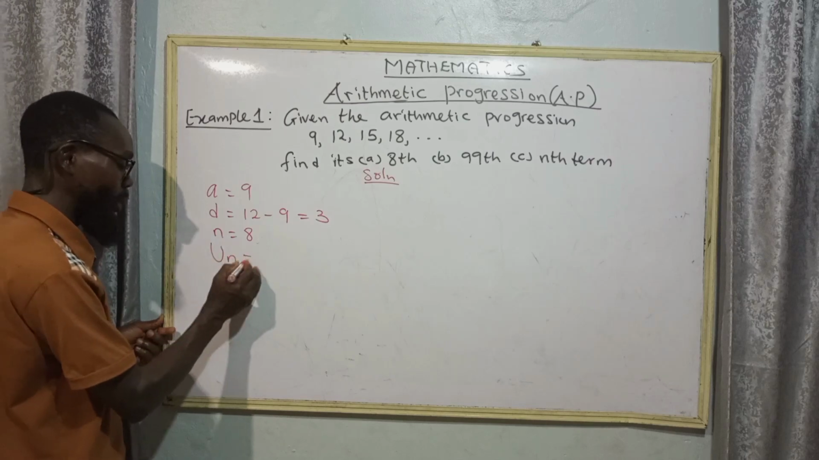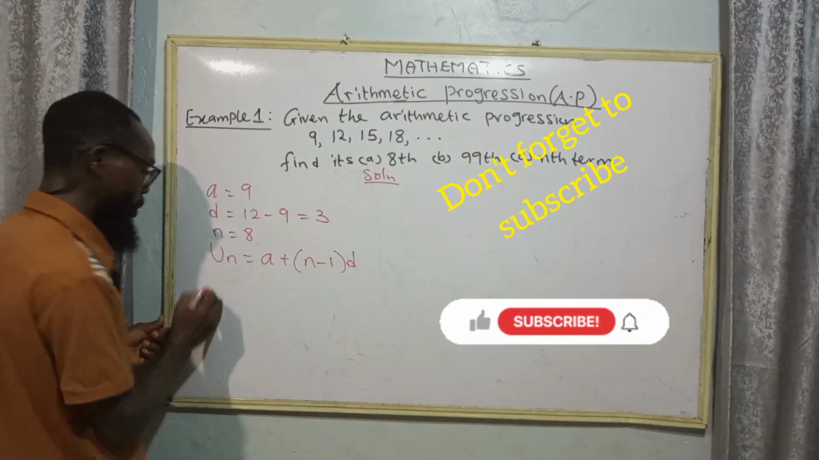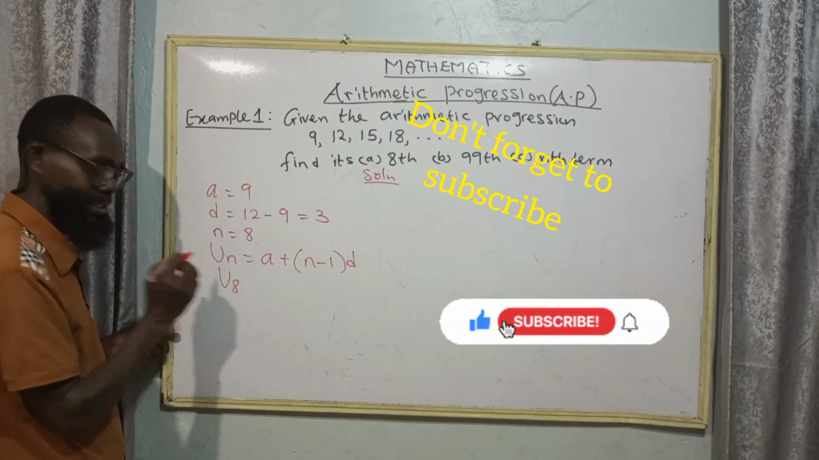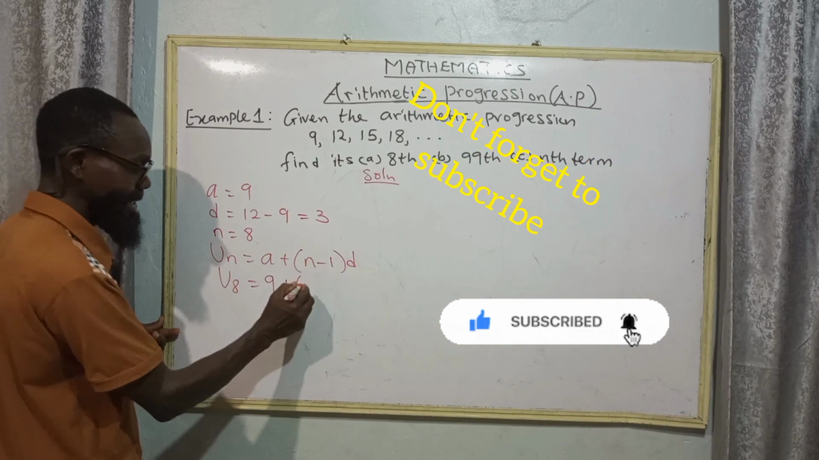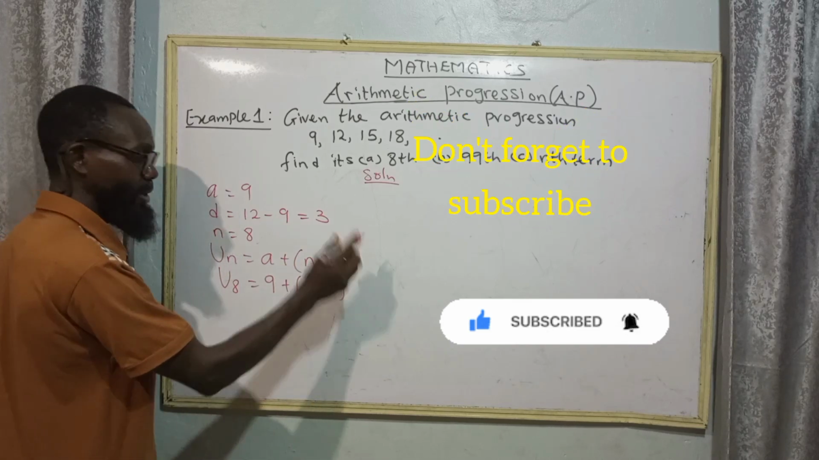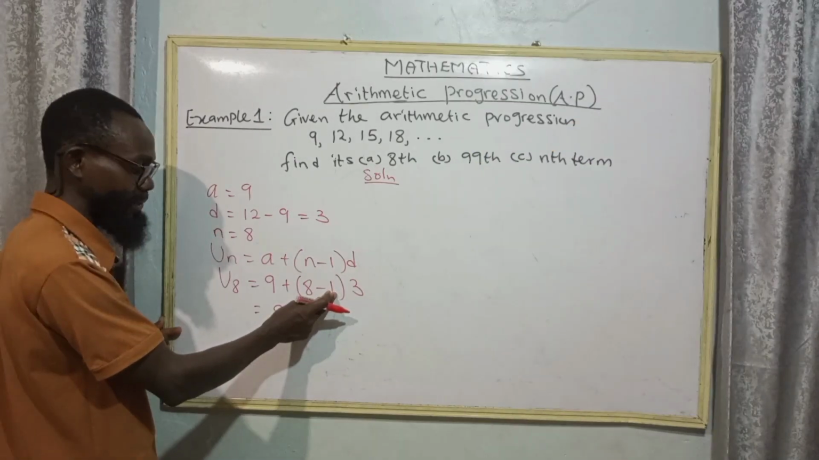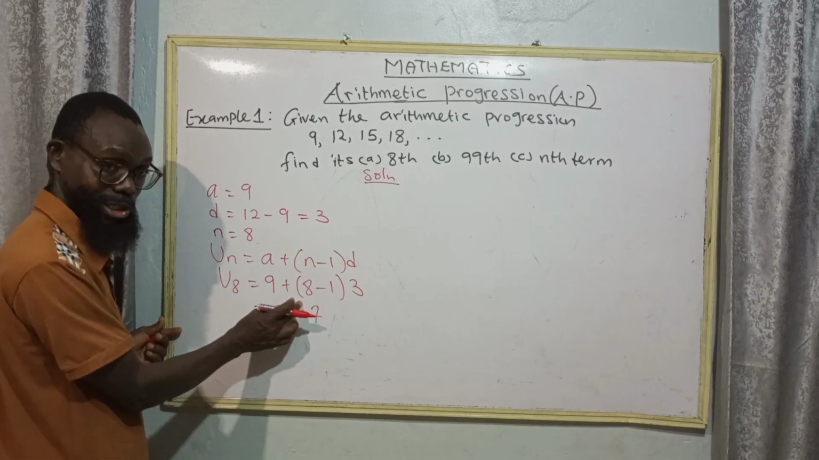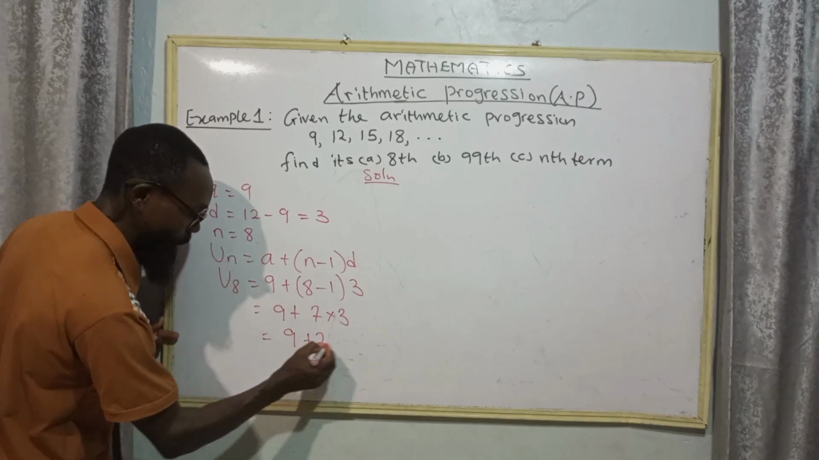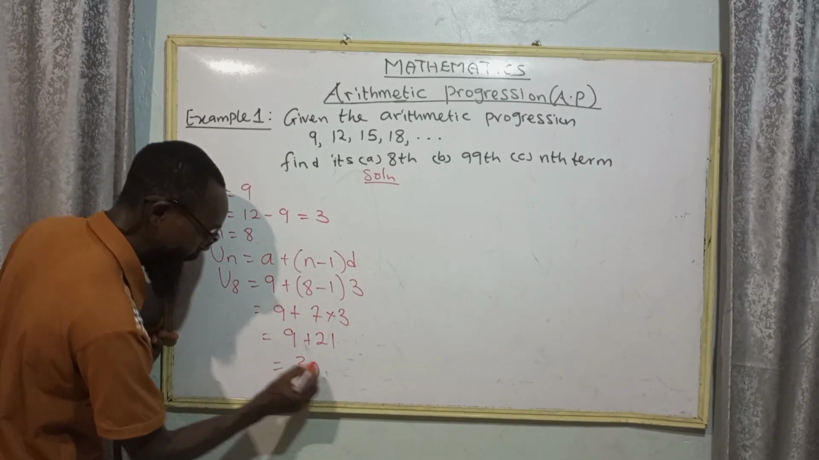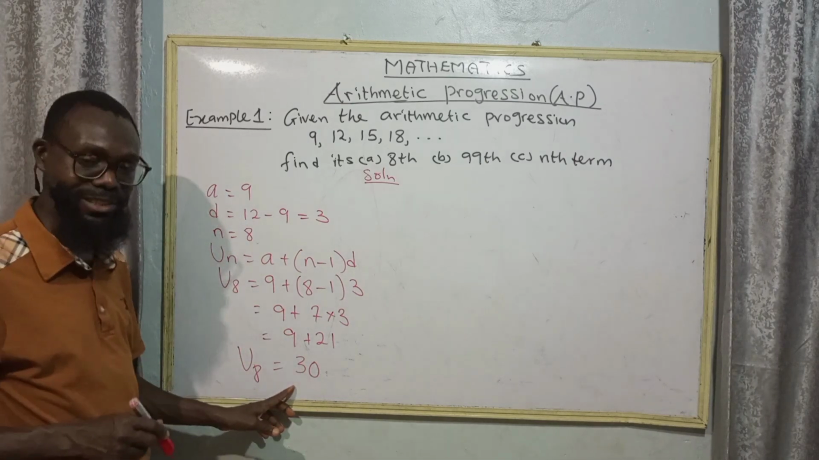From our formula, Un equals A plus, open bracket, n minus 1, close bracket, D. So our n is 8: U8 equals our first term 9 plus, open your bracket, 8 minus 1, close bracket, our common difference 3. So we have 9 plus 7, and bracket means multiplication here, multiplied by 3. So I have 9 plus 7 times 3, which is 21. 21 plus 9 gives 30. So the 8th term, U8, equals 30.